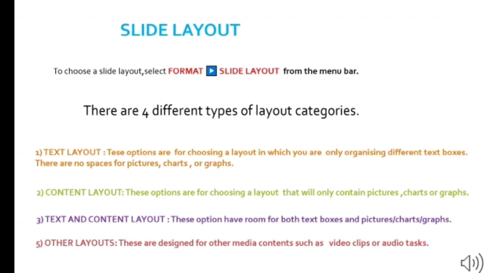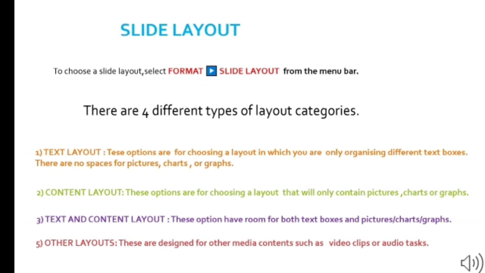First, text layout. These options are for choosing a layout in which you are only organizing different text boxes. There are no spaces for pictures, charts, or graphs. Next, content layout. These options are for choosing a layout that will only contain pictures, charts, or graphs. There are no spaces for text boxes.